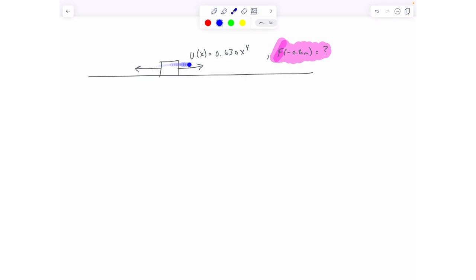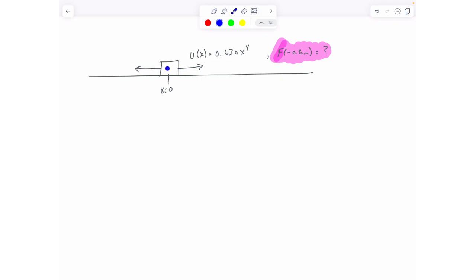It's a function, so energy, U, of course, is potential energy. Potential energy as a function of x is equal to 0.630 x to the fourth. So what that means is as this block moves, let's say your origin point is here, x equals 0. So as you move this way, the energy is going to increase, or if you went this way, decrease.